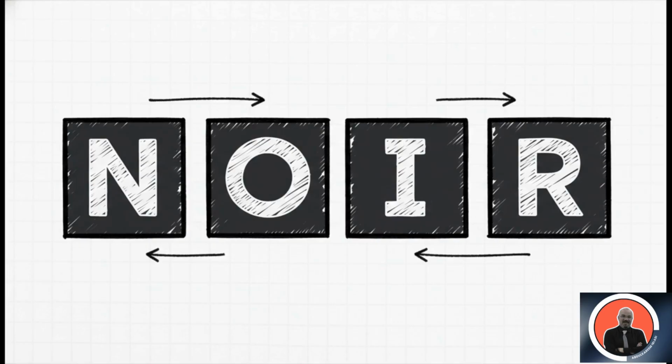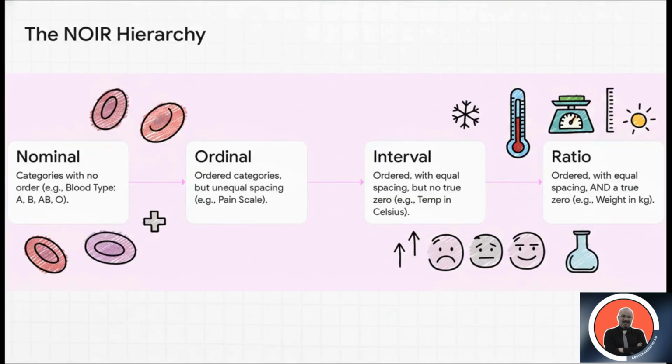N-O-I-R. That stands for nominal, ordinal, interval, and ratio. Let's see how this actually builds on itself. It's a hierarchy, where each level adds a new property. So down at the bottom, you've got nominal, which is just for naming categories, like a patient's blood type.